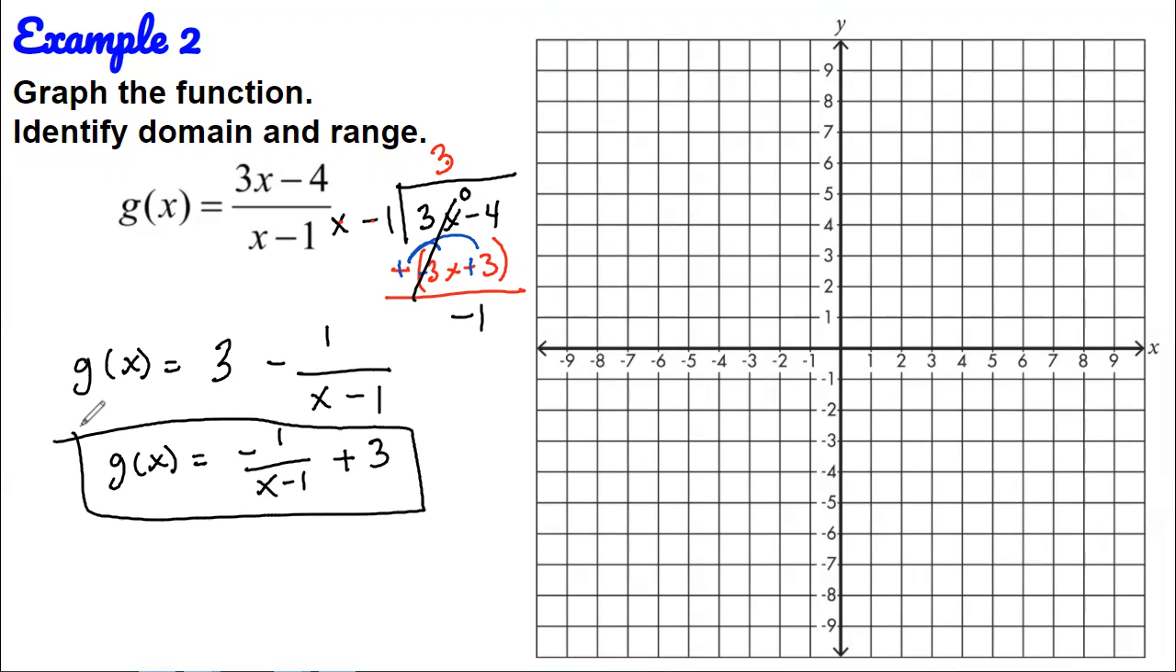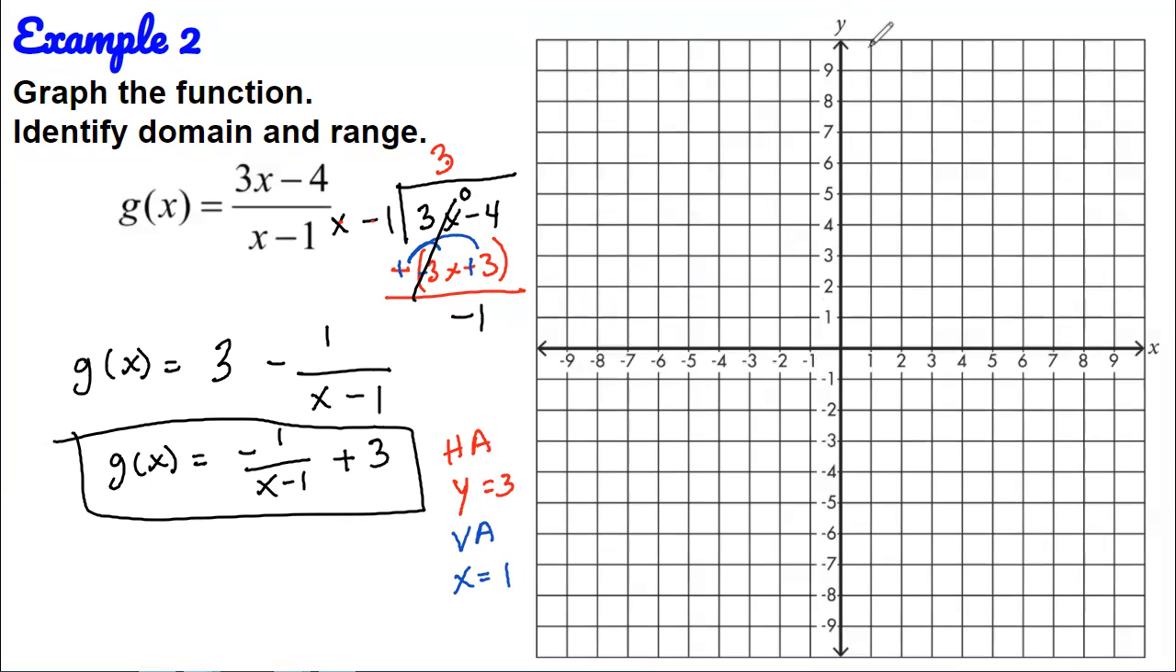Yes, it looks more familiar to our eyes now. Now we can go ahead and identify the asymptotes, make our little table, and then graph our beautiful rational function. So let's see my vertical asymptote and horizontal asymptote. Let's start with horizontal: y equals +3. Vertical: x equals +1. So let's go ahead and graph those values.